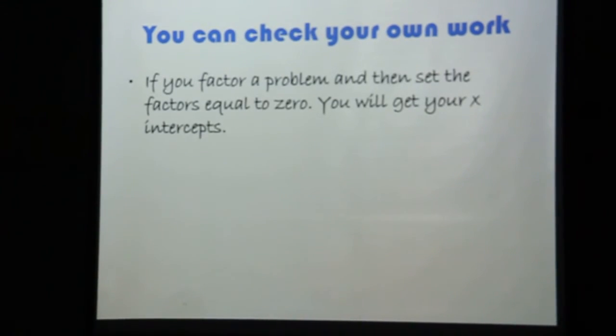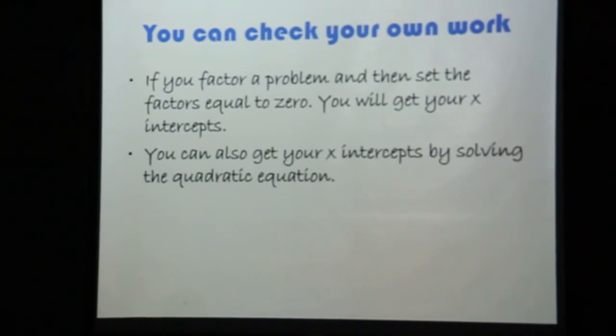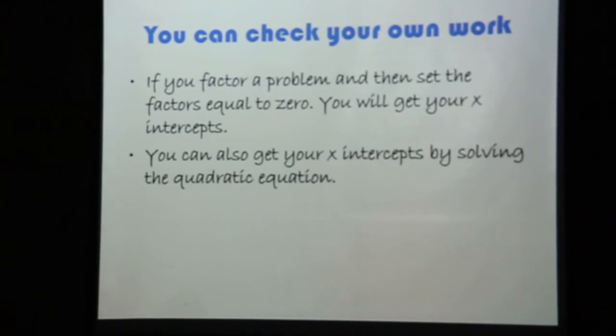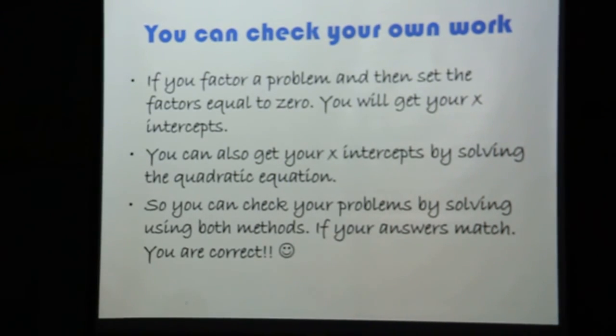Remember, you can always check your own work. If you factor a problem, then set the factors equal to 0, you'll get your x-intercepts. You can also get your x-intercepts by solving the quadratic equation, and so those two answers should match. So if they do match, you are correct.